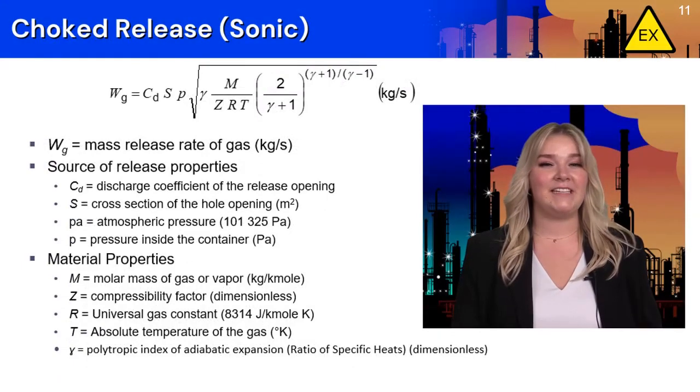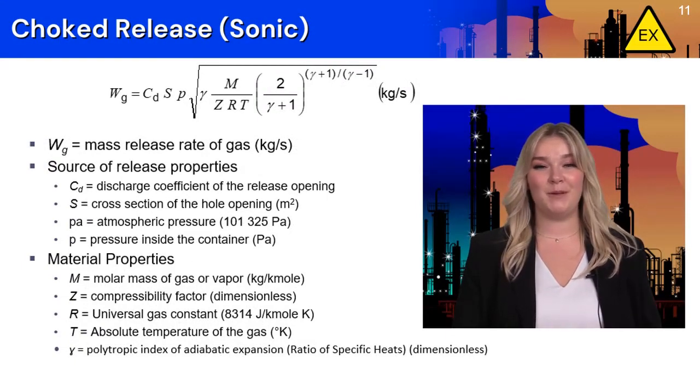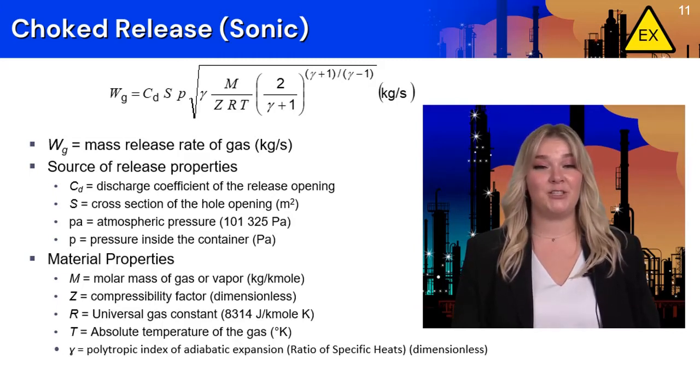For high pressure releases, we use the choked formula from the IEC standard. Again, the critical parameters that require engineering judgment are the hole size and the discharge coefficient. The remaining parameters are fixed by the material properties and the process pressure.